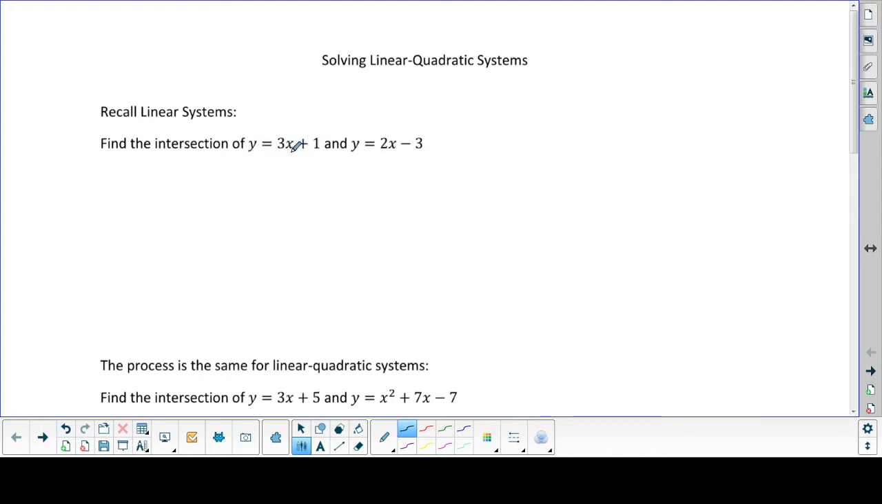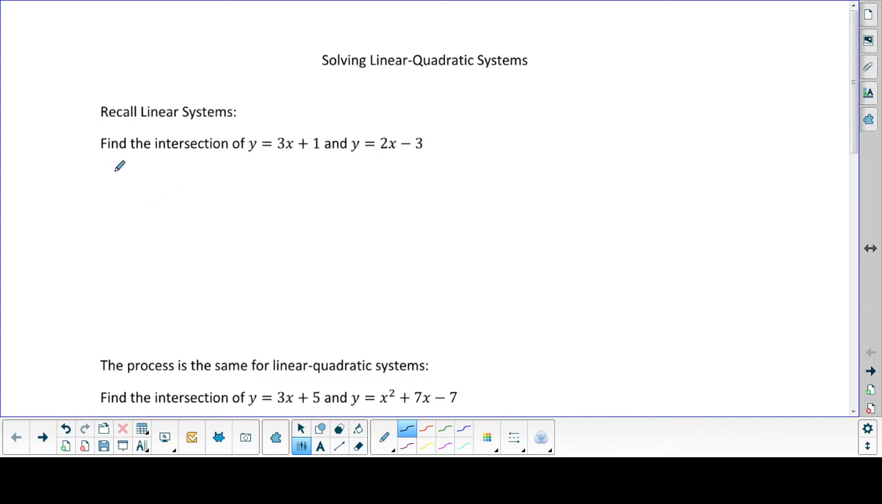Here we have an equation of a line, hence linear system, y = 3x + 1. And we have another equation for a line, y = 2x - 3. Ultimately, we're trying to find the intersection of these two lines. You probably did that in grade 10, probably graphically sometimes. But what we're going to focus on today is algebraically, how we algebraically solve for the intersection.